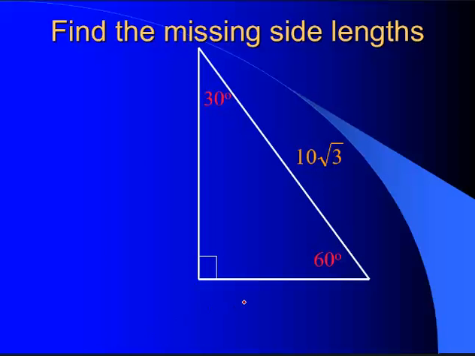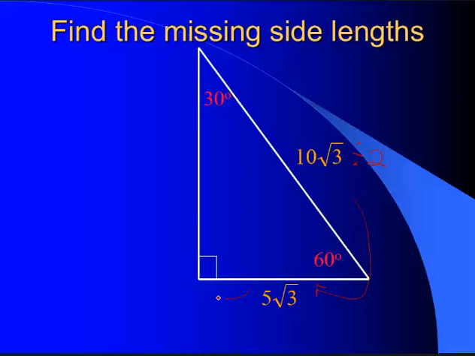Okay. This one looks different. But we're going to think through it the same way, same process. Hypotenuse to short leg. I should divide by what? So 10 divided by 2 is 5. I cannot do anything with that square root of 3, so it stays there.